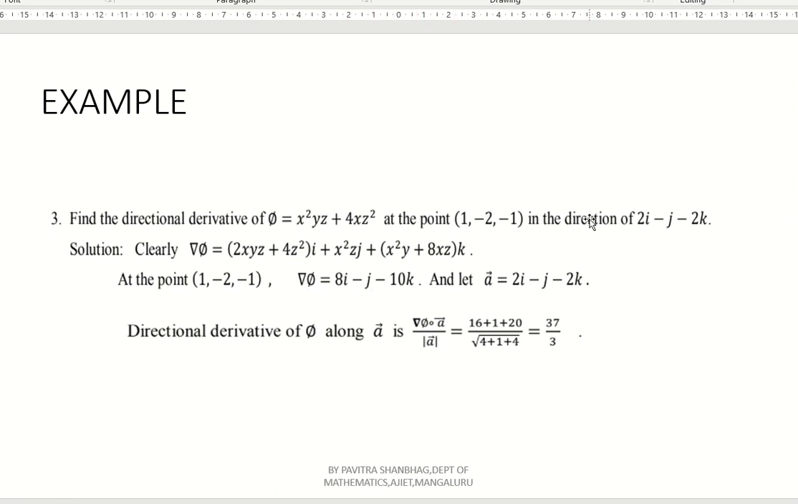And what is given direction? Either you can take it as vector d or vector a. It is left to you. 2i minus j minus 2k. Now we need to find directional derivative of phi along the given direction. What is that? Del phi dot n cap, right?